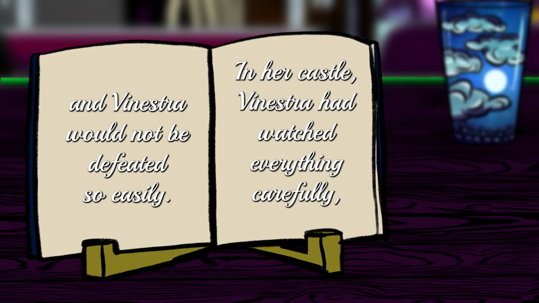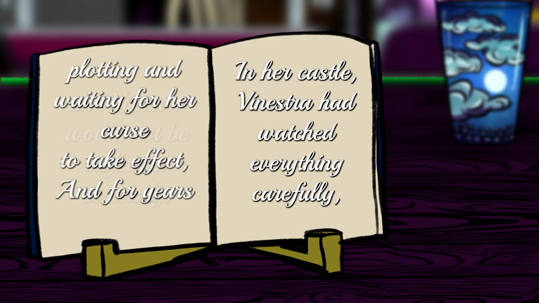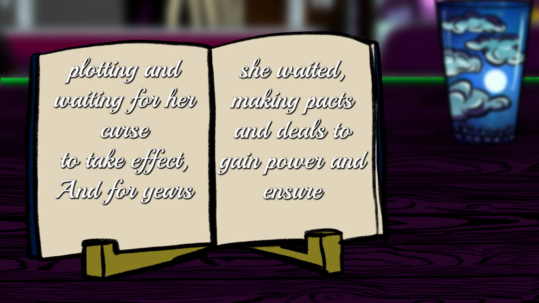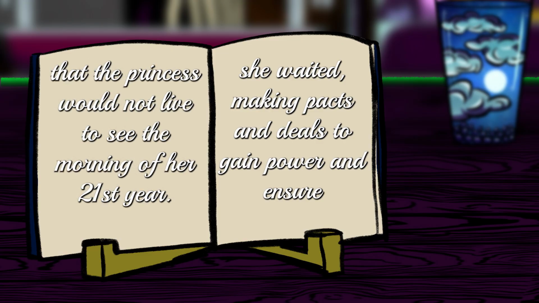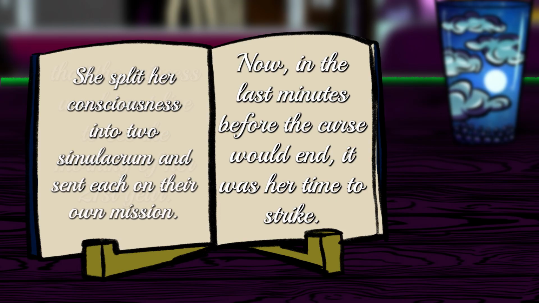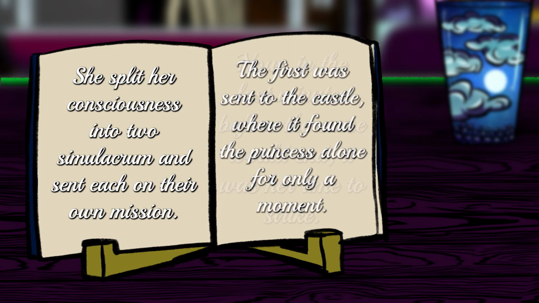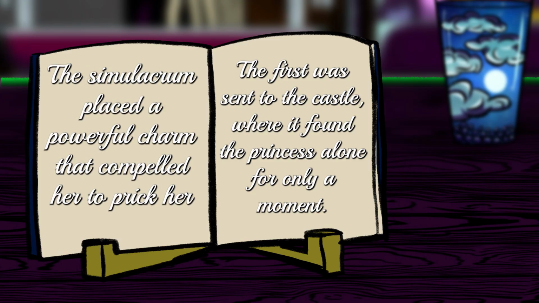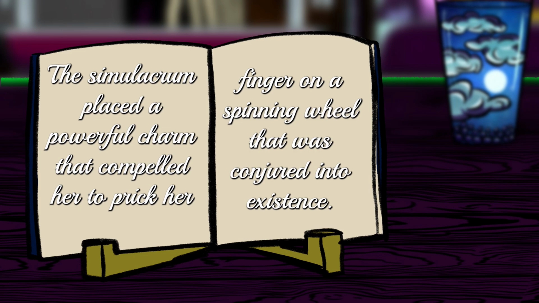In her castle, Venestra had watched everything carefully, plotting and waiting for her curse to take effect. And for years she waited, making pacts and deals to gain power and ensure that the princess would not live to see the morning of her 21st year. Now, in the last minutes before the curse would end, it was her time to strike. She split her consciousness into 2 simulacrums and sent each on their own mission. The first was sent to the castle, where it found the princess alone for only a moment. The simulacrum placed a powerful charm that compelled her to prick her finger on a spinning wheel that was conjured into existence.